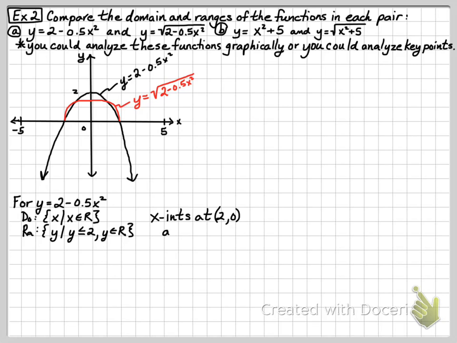For my x-intercepts, they're going to be at (2, 0) and (negative 2, 0). My y-intercept, of course, is at (0, 2). The maximum of this function is 2, and there is going to be no minimum.